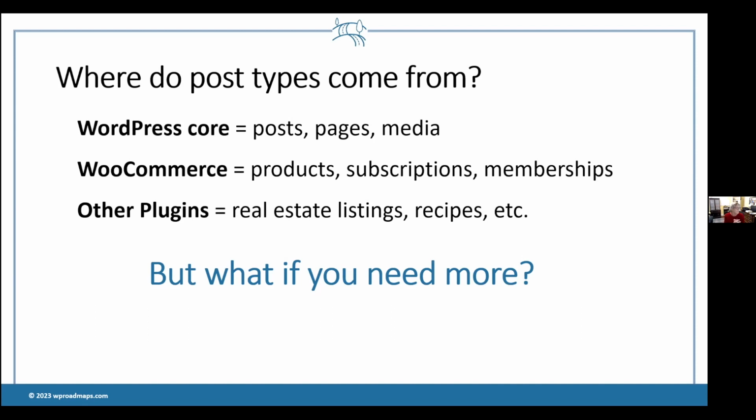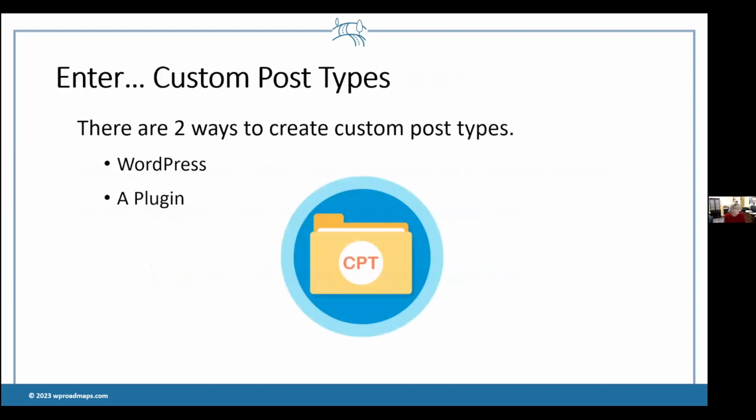But so I went out looking for a plugin that would maybe just let me, you know, I could use universally for all these things. And there just isn't anything like that that is custom. They're all kind of leaning in one direction or another. So enter custom post types. And there are actually two ways to create custom post types. You can just create custom post types right within WordPress, but it's a little technical. Or you can use a plugin to do that.